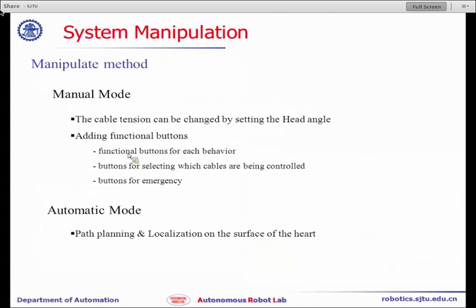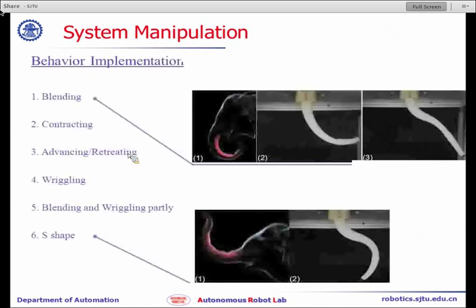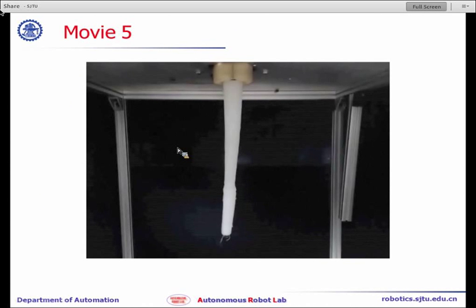So here is our manipulation method. We have two modes. One is the manual mode. In this manual mode, the motion can be changed by setting some functions on the control panel, and also we have some buttons on the joystick so that we can control the different motions of this robot. And in the automatic mode, we will apply some control algorithms so they can perform things like path planning and motion control. Here, first we apply some behaviors to control this robot so they can perform some typical motions like bending, contracting, and so on. So for the first video file, Nathan, you can play this video.